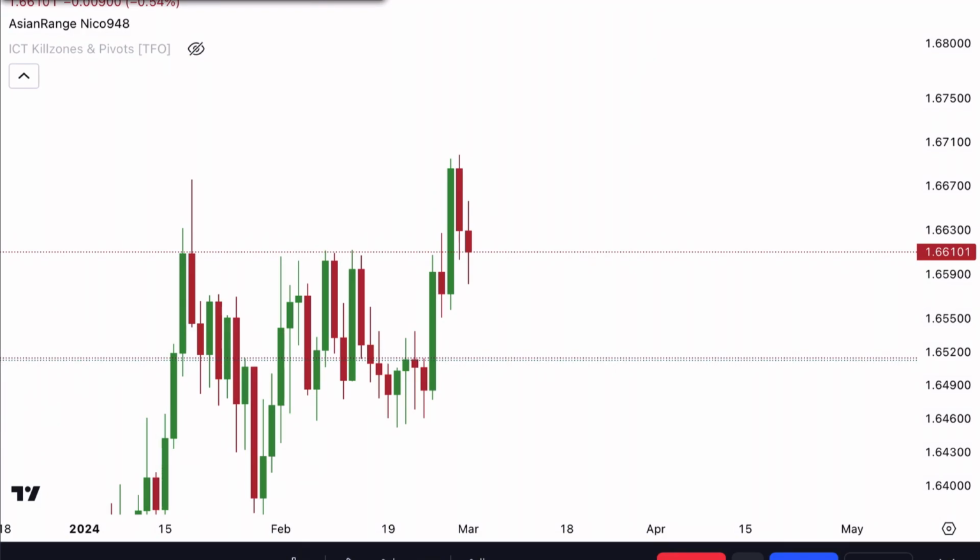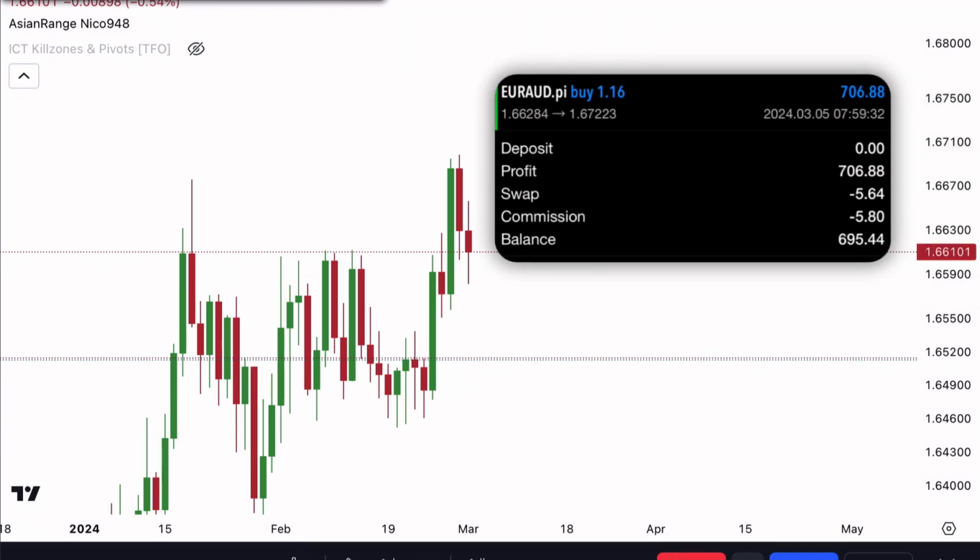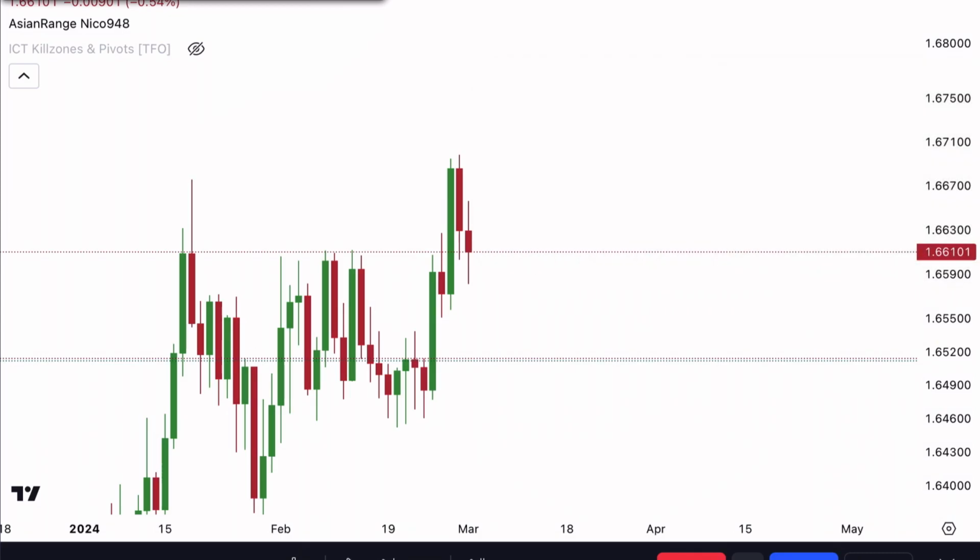So let's break down this 1:3 risk to reward Euro Australian dollar trade that brought me a profit of $706. As you know, we always start off on the daily time frame, but this time I will start over, since it's been a while, and give you the basics of market structure and what we are going to be looking for. As you know, the market moves in waves.